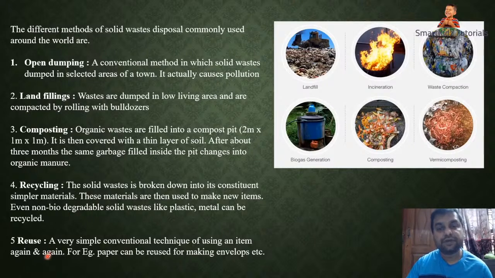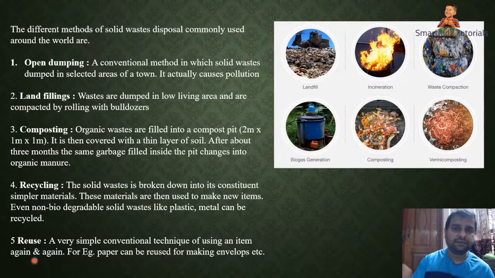And the most important part is reuse. I feel if you try to reuse most of these plastics, a lot of this plastic problem can be solved by just reusing. We tend to just use and throw, but a very simple conventional technique is using again and again. For example, you have plastic bottles. We can make use of plastic bottles by growing something in them, or making some craft out of them. You can even store oil in a plastic bottle. At least use it for some time rather than just using and throwing it out.